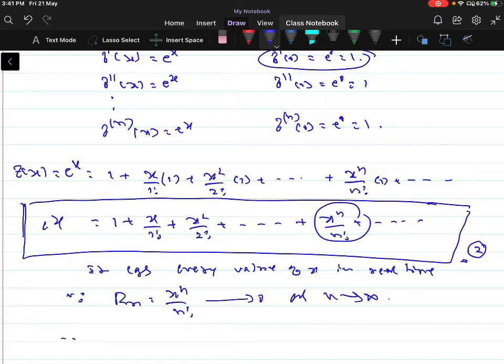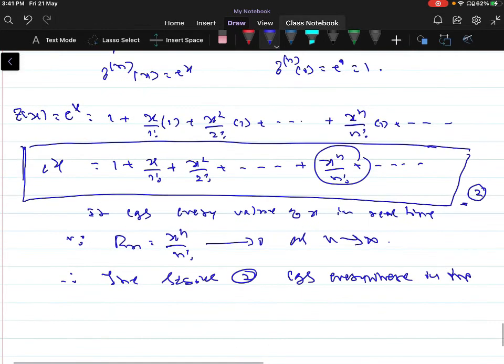So therefore the series 2 converges everywhere in the real line R. So therefore the radius of convergence of the series is infinity.